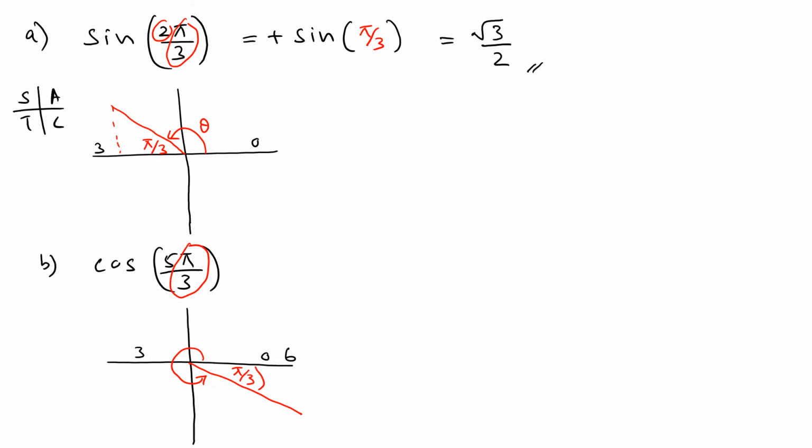Good. So now what we know is this is in the fourth quadrant, and it is a cosine. According to ASTC, cosine has a positive sign in the fourth quadrant, so that is positive. And then cosine of the reference angle, pi over 3. According to the table, cosine pi over 3 is 1/2. So that is the exact value of this. Let's look at the next one.